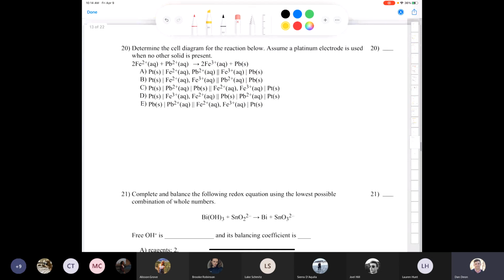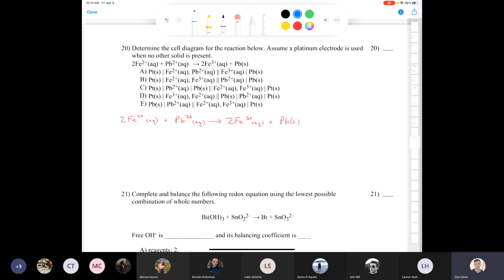Number 20, determine the cell diagram for the reaction below. Assume a platinum electrode is used when no other solid is present. Okay, so we have our iron 2 plus. So we have 2 Fe2+ aqueous plus Pb2+ aqueous, producing 2 Fe3+ aqueous plus solid lead. Let's figure out what the anode and cathode are.